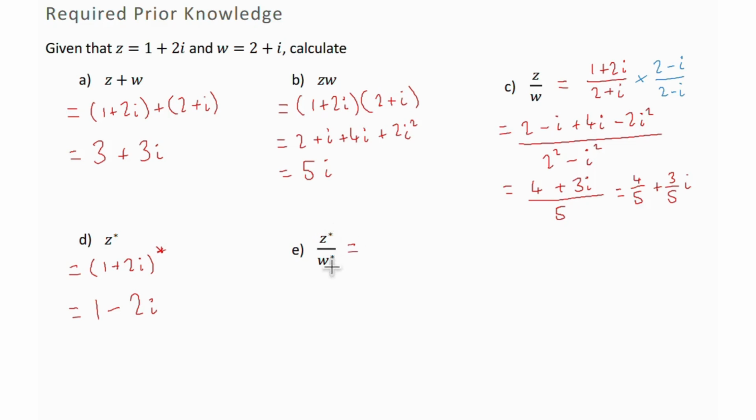Finally, the conjugate of z divided by the conjugate of w, so that is 1 minus 2i, which we worked out here. And the conjugate of w, 2 plus i, is going to become 2 minus i. And then we approach it in the same way as we approach part C. We're going to multiply this by the conjugate of the denominator over itself.